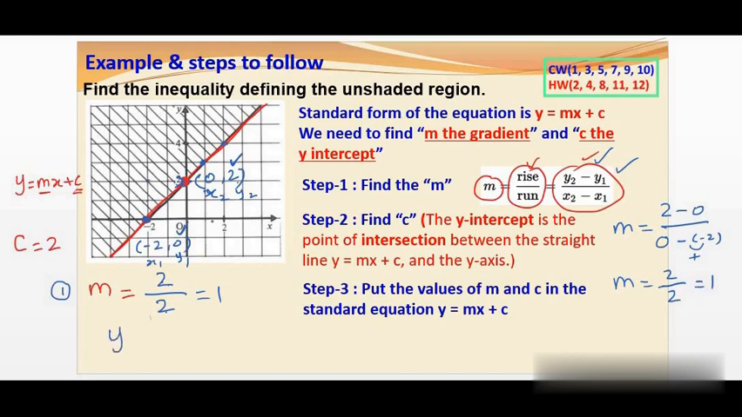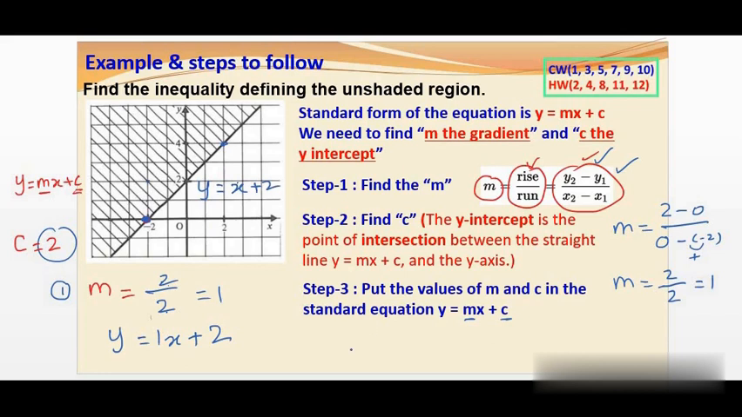The equation will become, I will erase everything from here and I will write the equation here. So it's y is equal to m, which is 1. So it means 1x, right? Plus, what is the value of c? It's 2. So 2. Right, you will replace this m by 1 and the c by 2. So we can say y is equal to x plus 2. This will be the equation.